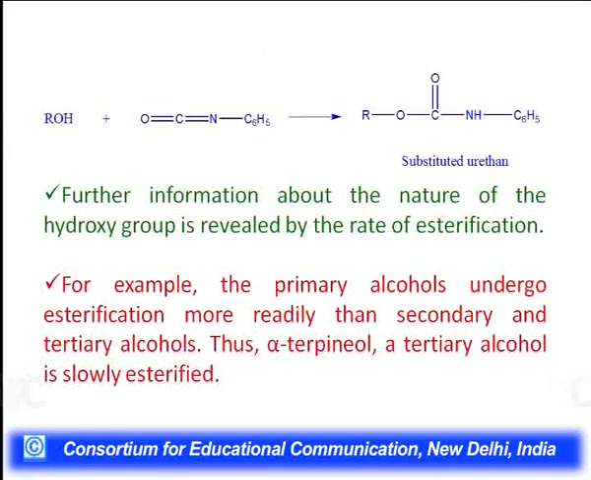given terpenoid. These terpenoids can also react with the phenyl isocyanate. When these are treated with the phenyl isocyanate reagent, they sometimes form the substituted urethane. These also give information that the hydroxy group is present in that particular terpenoid. Further information about the nature of the hydroxy group can be revealed by the rate of esterification. For example, the primary alcohols undergo esterification more readily than the secondary and the tertiary alcohols. Thus, the alpha terpineol, which is a tertiary alcohol, is slowly esterified.